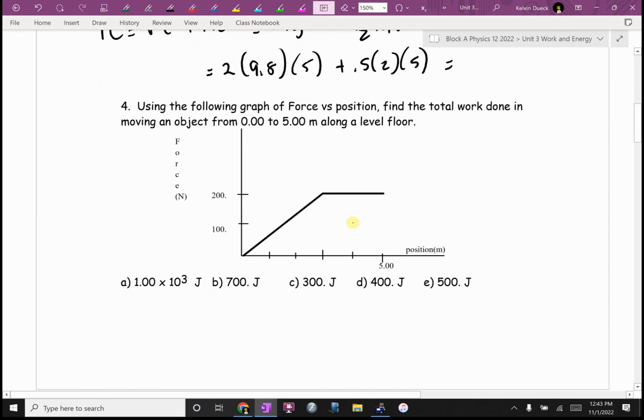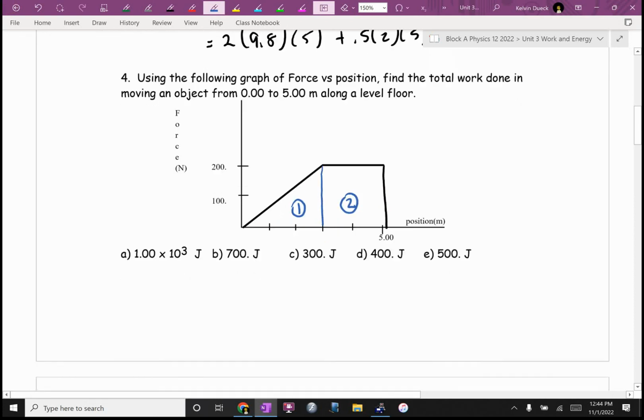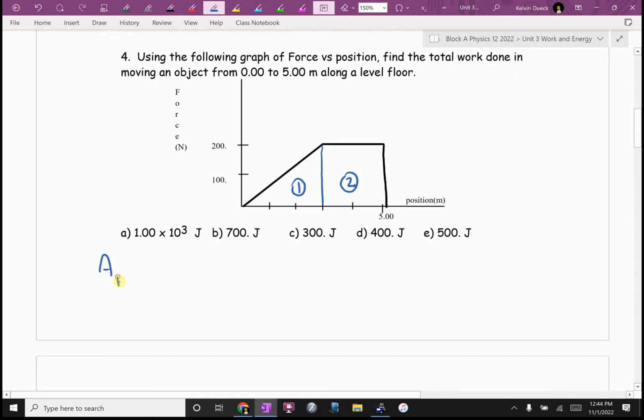Now we're doing a force versus position graph. It wants the work done moving an object from 0, which is the beginning, to 5 meters. You know what? It's going to be this total area. I'm going to break it up into a triangle and a rectangle. My high-tech notation, quiet please, I use a 1 and a 2. Area 1 is a triangle. It's going to be base times height divided by 2.